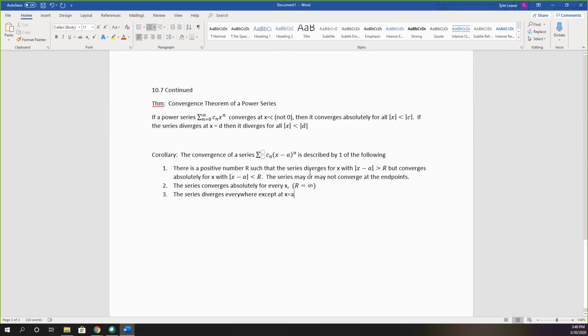So it is possible that you have this interval of convergence. It's possible that your convergence is the entire number line. It's possible that your series diverges everywhere, and that is it. From this, we're going to have some definitions.